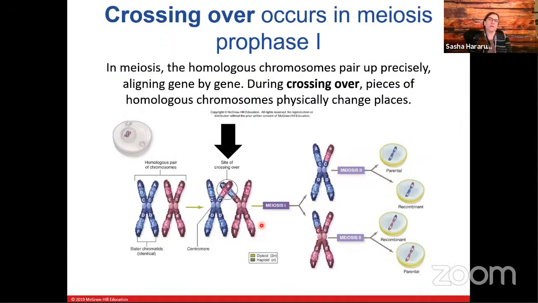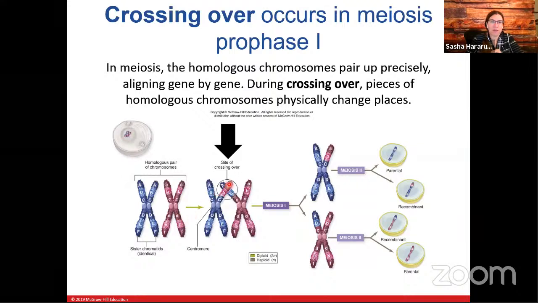Now, crossing over that occurs in meiosis prophase 1 is depicted in this slide. The homologous chromosomes pair up precisely, aligning gene by gene. And during crossing over, pieces of homologous chromosomes physically change places. So here are 2 homologous chromosomes pairing up. The blue one is inherited from the father, the red one is inherited from the mother.